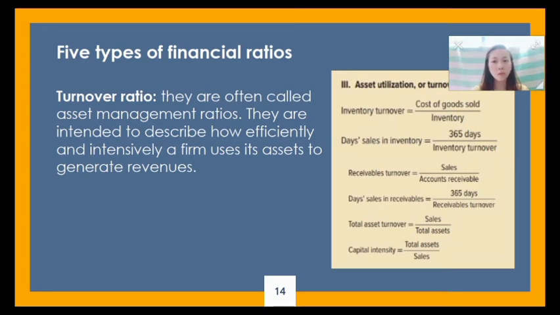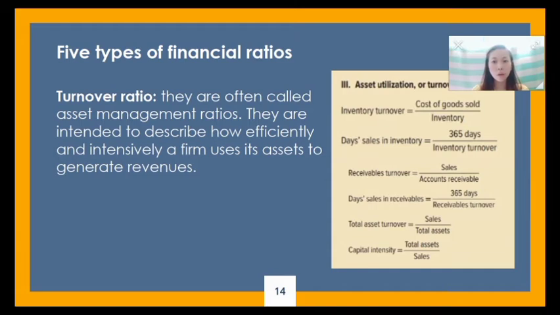Once you have the inventory turnover ratio, you can then figure out how long it took on average to turn the inventory over. You do this with a ratio called the days' sales in inventory, calculated by using 365 divided by the inventory turnover ratio. The receivables turnover. It is a ratio that measures how fast a company collects its credit sales. It is calculated as sales divided by accounts receivable.